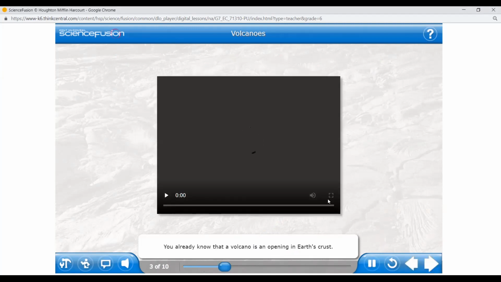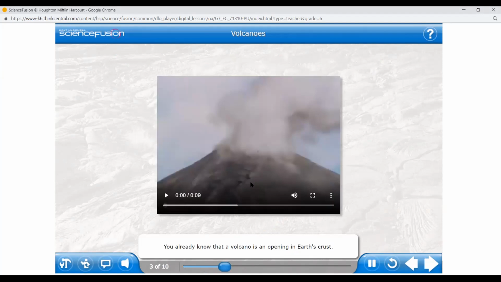You already know that a volcano is an opening in Earth's crust. What's under the crust, girls? You know that a volcano is when the crust opens up and you know what comes out. What is under the crust? After crust, what is the layer? Any one of you can answer. After crust, which layer comes? Mantle. Okay, mantle contains magma.